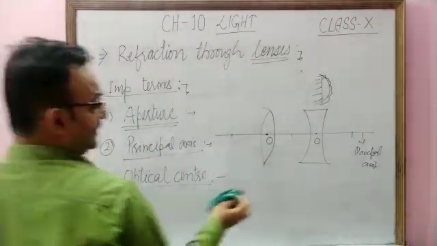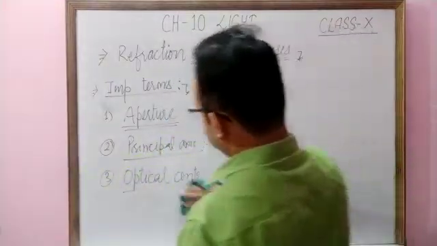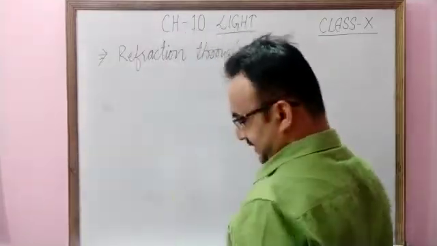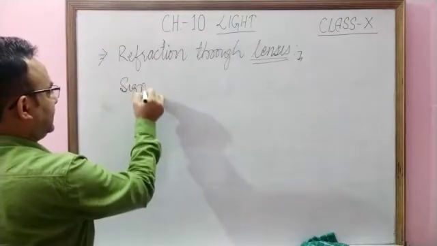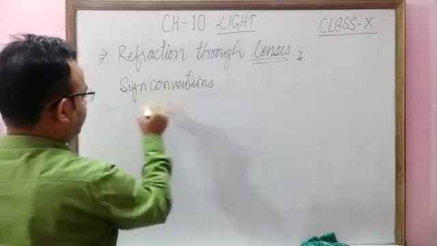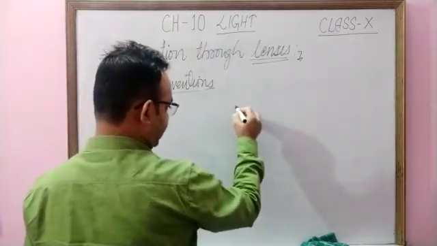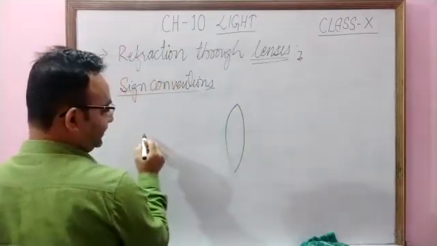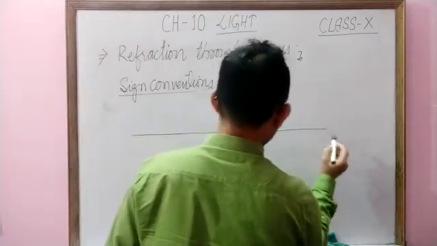Now, sign convention. We have studied sign conventions in the mirror section also. Here also you have to understand it, because sign conventions are very important. Then only you can solve the numericals related to lenses.